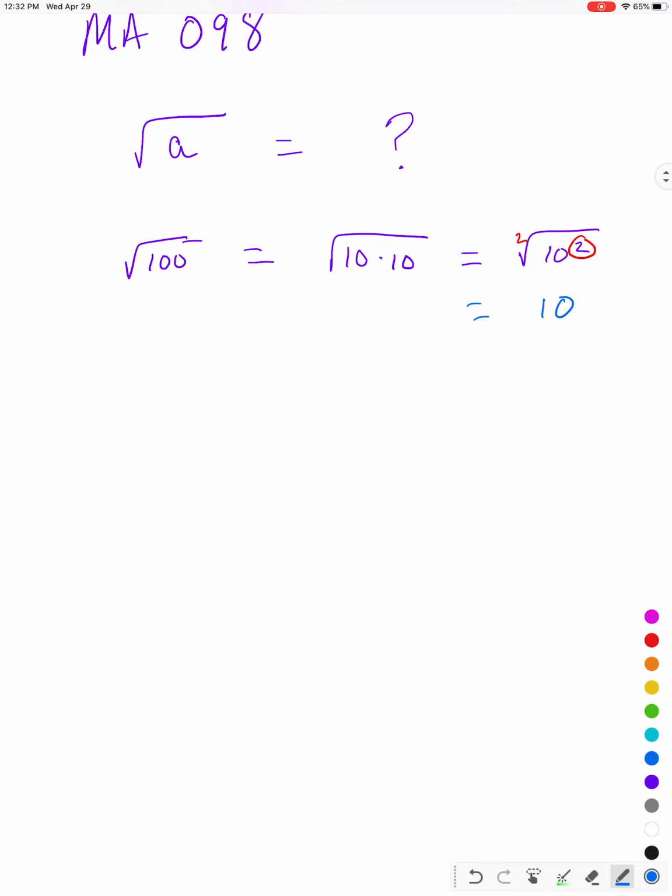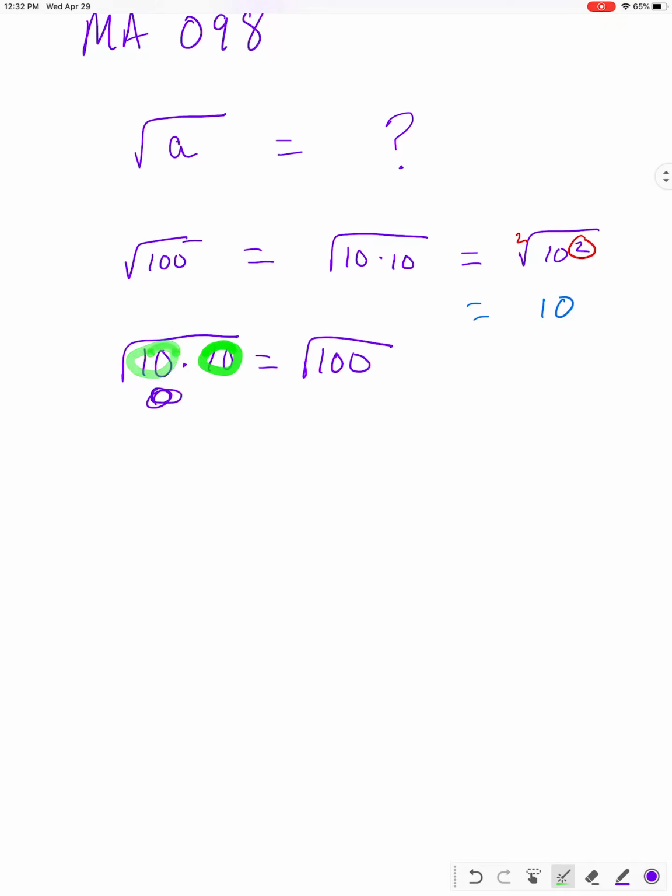And another way to look at this is to say, well, if I have 10 times 10, that's exactly 100. And when I take the square root of both, because there are two of them together, this 10 times 10, that simplifies to 100. So then both of those would simplify to just 10.